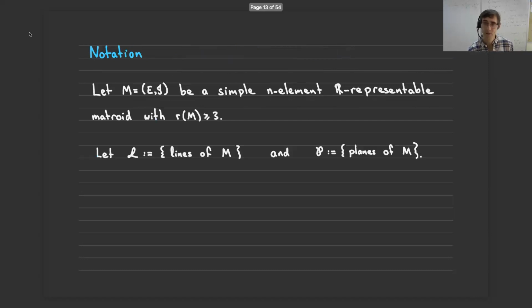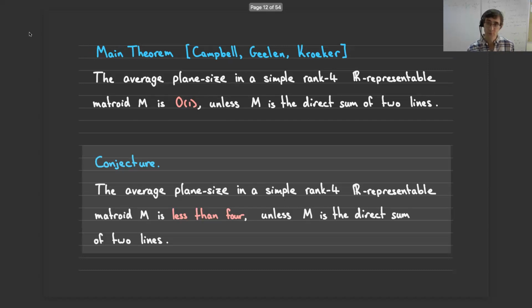Okay, so now I want to go through a sketch of a proof of this theorem.